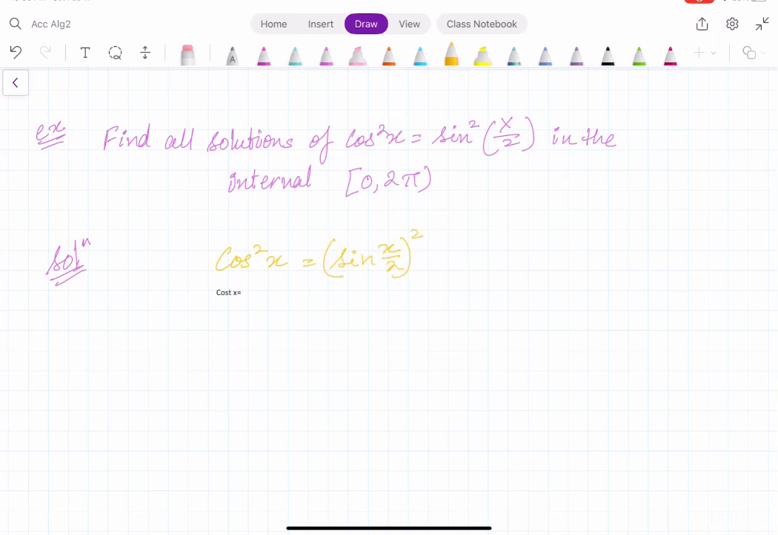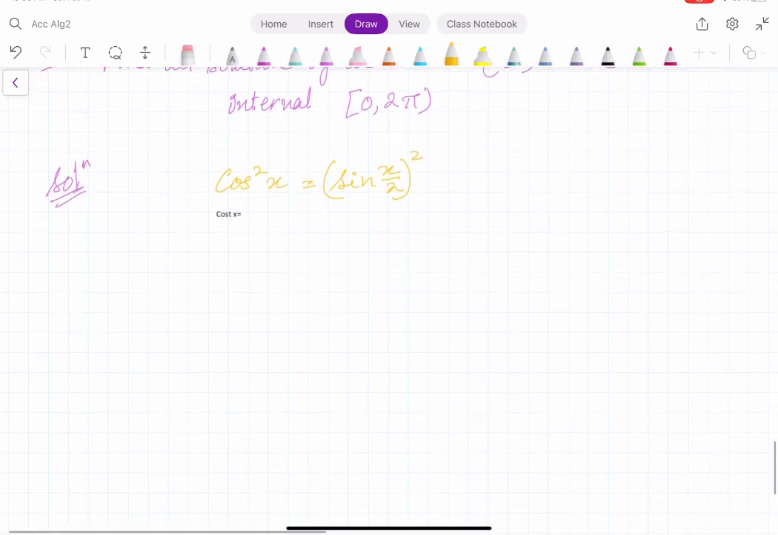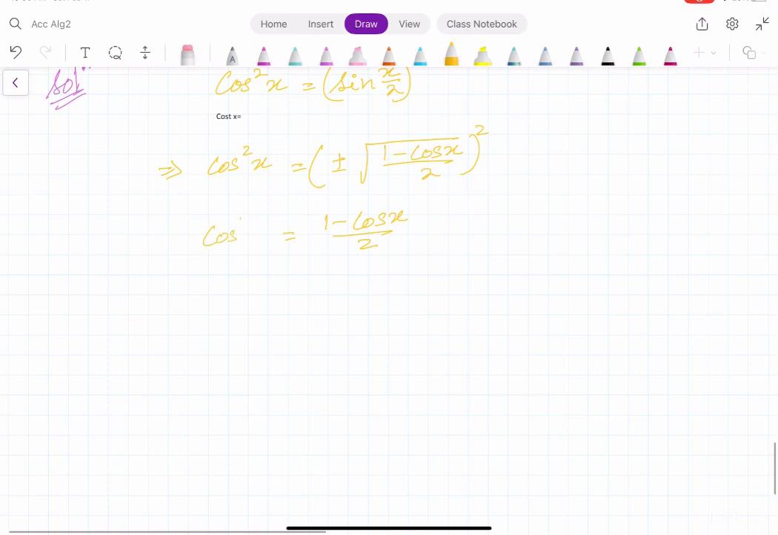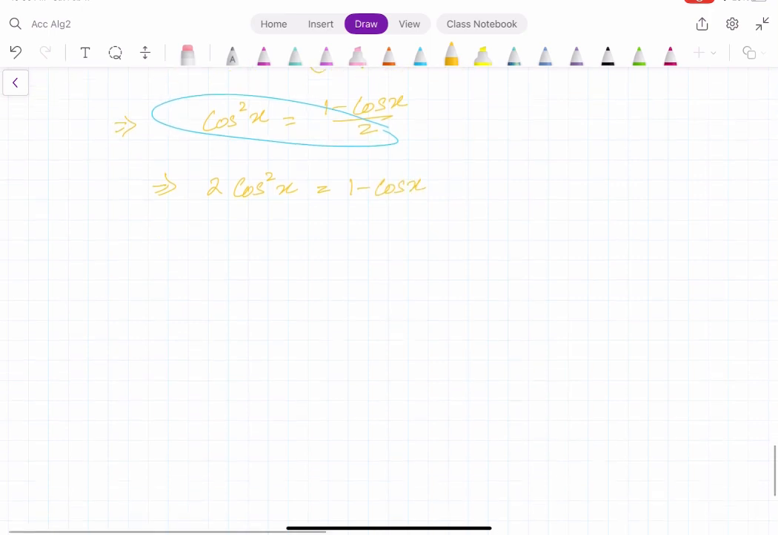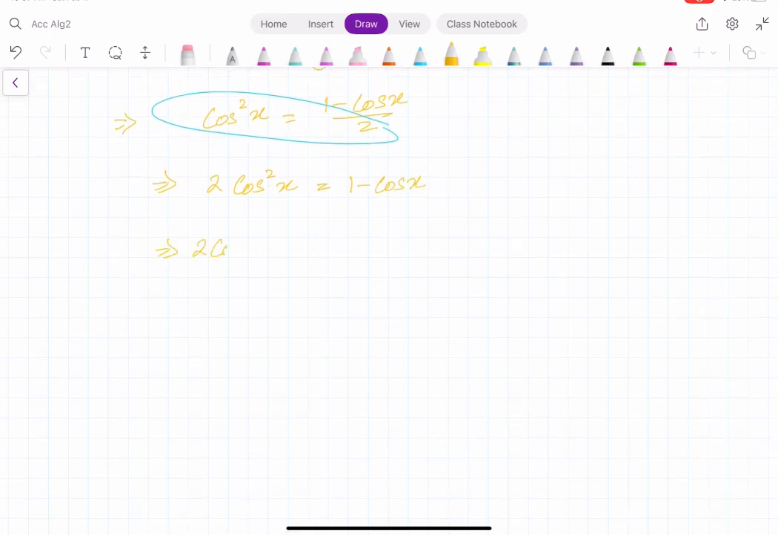Cos squared x is equal to sine of x over 2 squared, because sine squared of x over 2 is nothing but sine x over 2 everything squared. And that is my half angle theorem. So the half angle theorem is plus minus radical of 1 minus cos x over 2, everything squared, and the square will take the radical off. If I do cross multiplication, we are getting 2 cos squared x is equal to 1 minus cos x. Let's take everything on the left hand side and make it a quadratic.